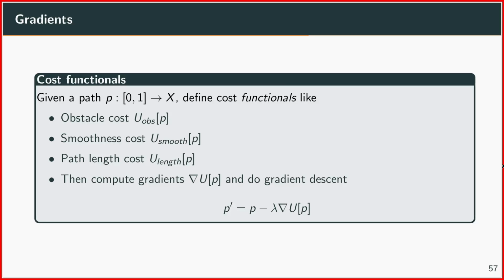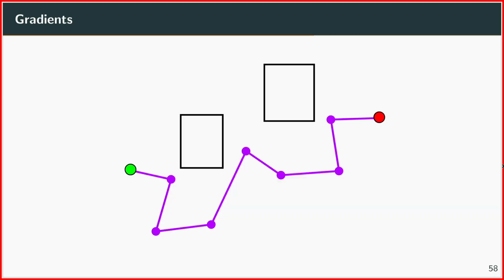And so if you have cost functions like that, which are much more complicated, then it often makes sense to compute gradients of all those cost functions and just do gradient descent in your functional space. So basically, in the end, what you do is that you differentiate all those cost terms here, and you basically move the path into the direction of lower cost. So you basically move into the direction where your gradient points. So it's basically the same as for scalar functions. And this is the whole idea of optimization-based planning with differentiable cost functions.